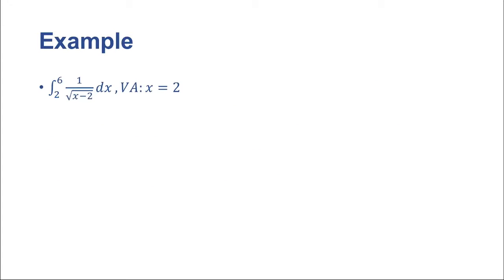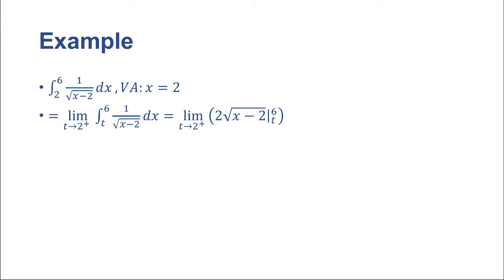So the first example I want to do is the integral between 2 and 6 of 1 over the square root of x minus 2 dx. As you can see, we're going to have a vertical asymptote at x equals 2. So we're going to need to make a limit there. Then we're going to have a square root of 0. That's no fun. Then we're dividing by 0. That's really no fun.